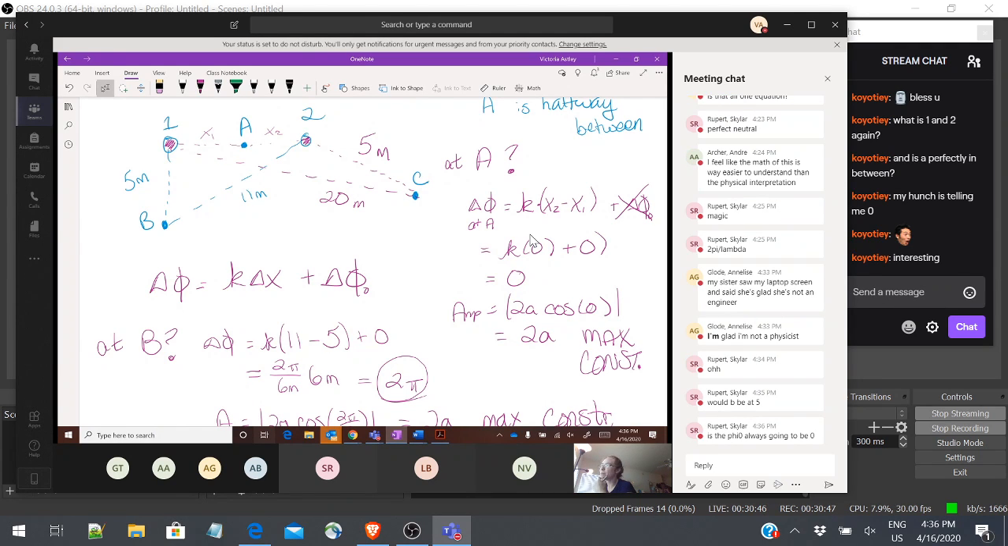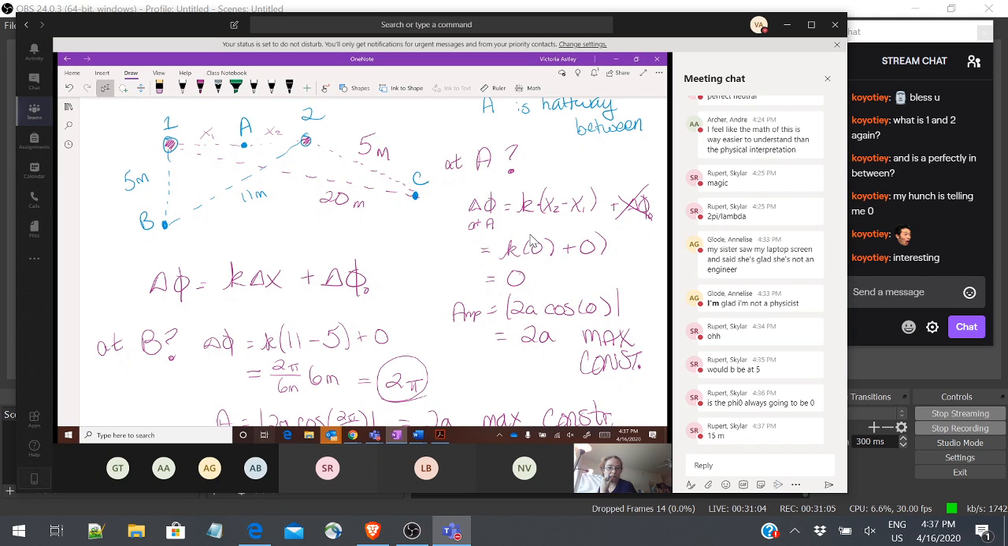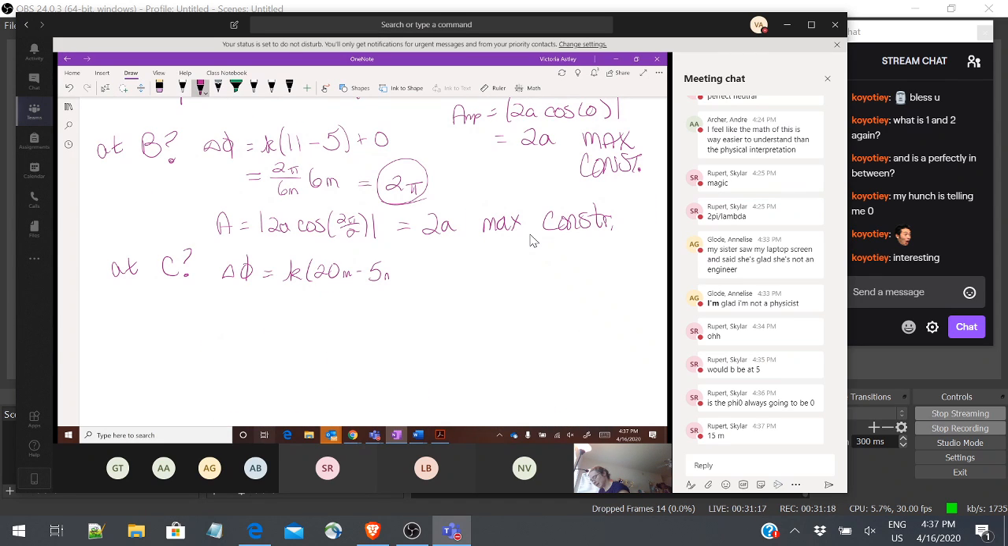That is the case in this case. We're going to talk about when it's not very shortly. For C, 20 meters minus 5 meters. Doesn't matter which is first. Makes no difference whatsoever, at least in this case where delta phi naught is 0. So this is 2 pi over, let's see, we can divide these by 3. Constructive.